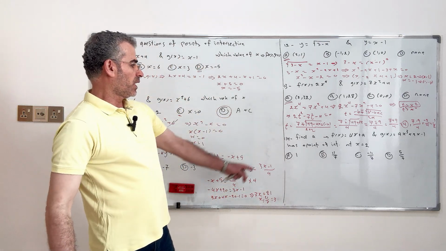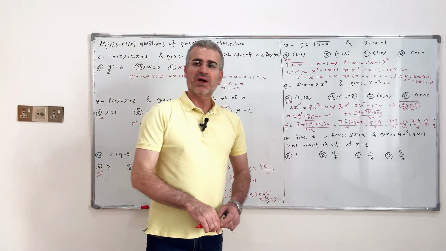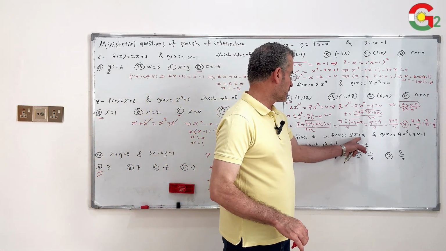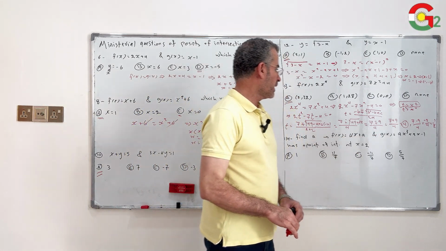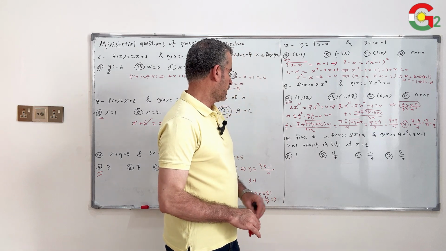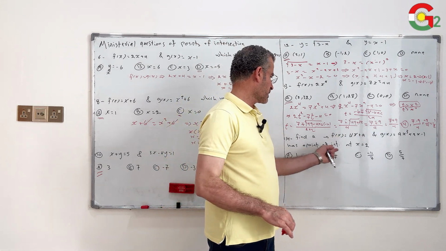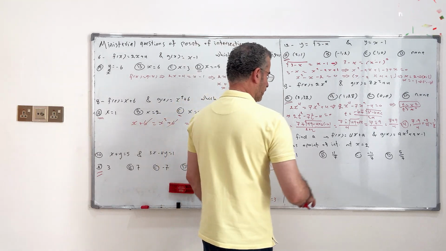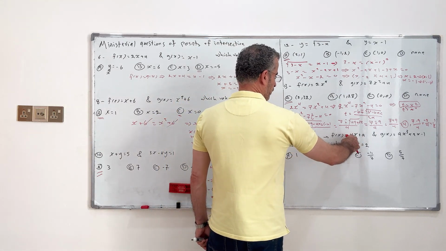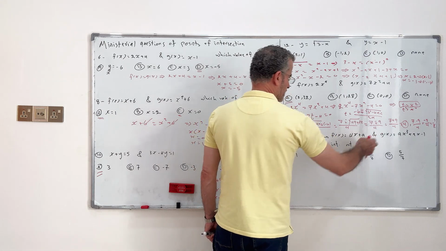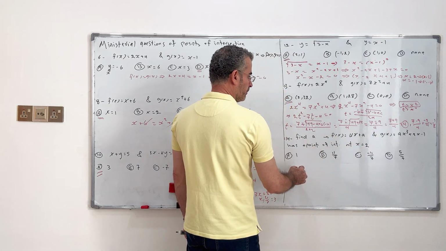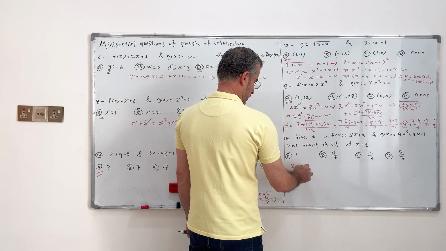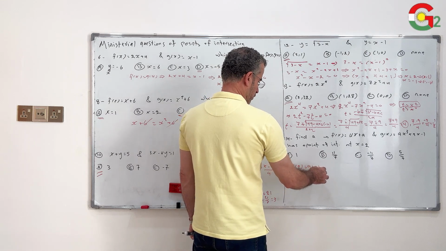Question number 14, find the value of a where f of x equals 4x plus a and g of x equals ax to the power 3 plus 2x minus 1. These two functions have a point of intersection at x equals 2. It is easy to find. I say when x equals 2, f of x is equal to g of x, then f of 2 equals g of 2.